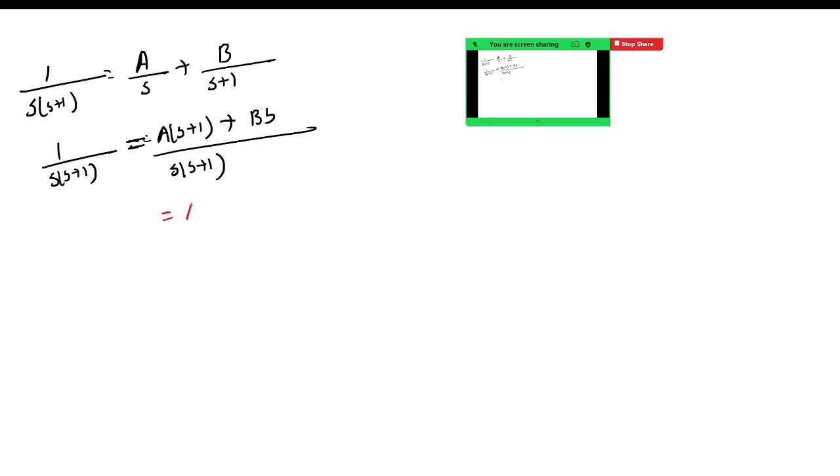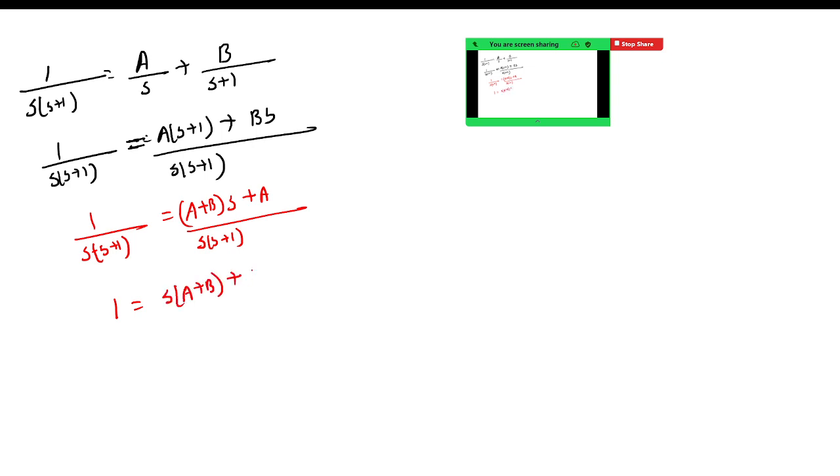So the value will be equal to (A plus B) into s plus A, divided by s into (s plus 1), and divided by 1 upon s into (s plus 1). Since the denominators will get cancelled out, we have to equate the numerators. So in the numerator, 1 is equal to s into (A plus B) plus A, right? This is the simplest way that we can get from here.